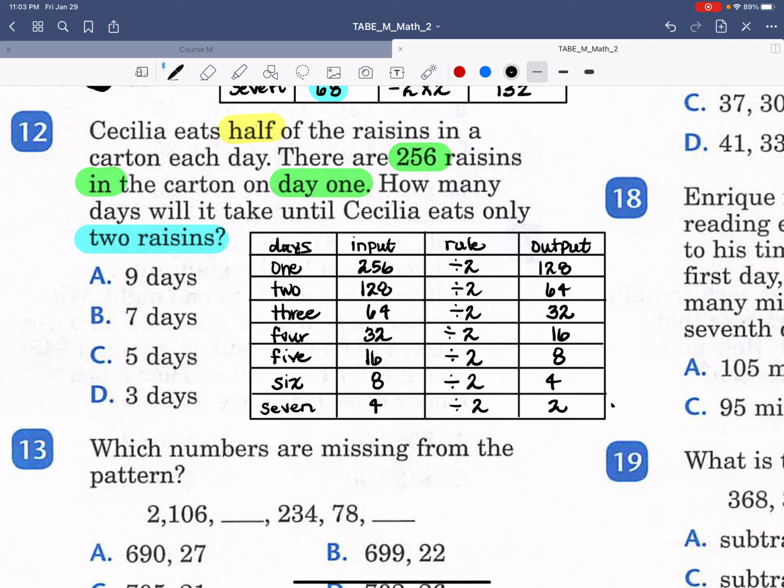And this number, the output in this case, is what she's eating. So it says, how many days will it take for her to eat only 2 raisins? And in this case, we are looking for an output. So that is going to be 7 days.